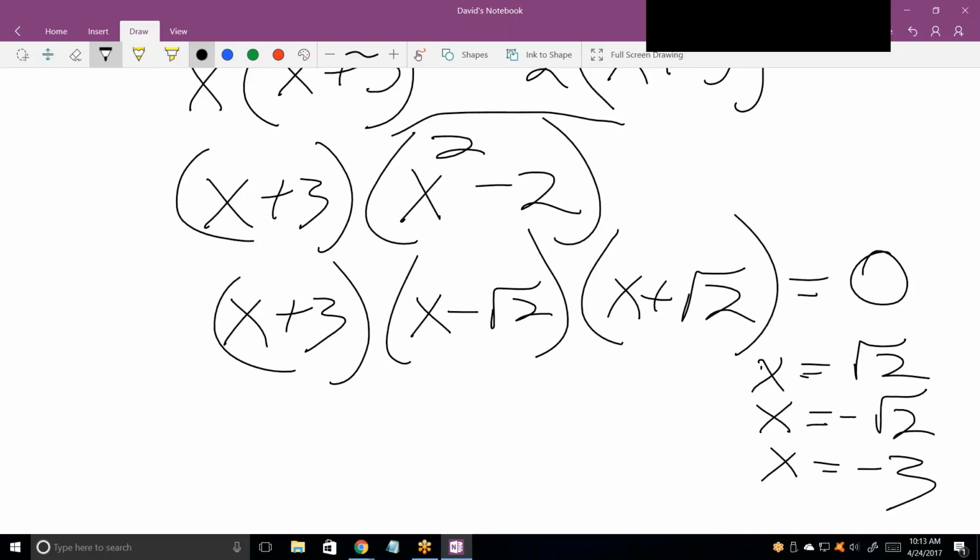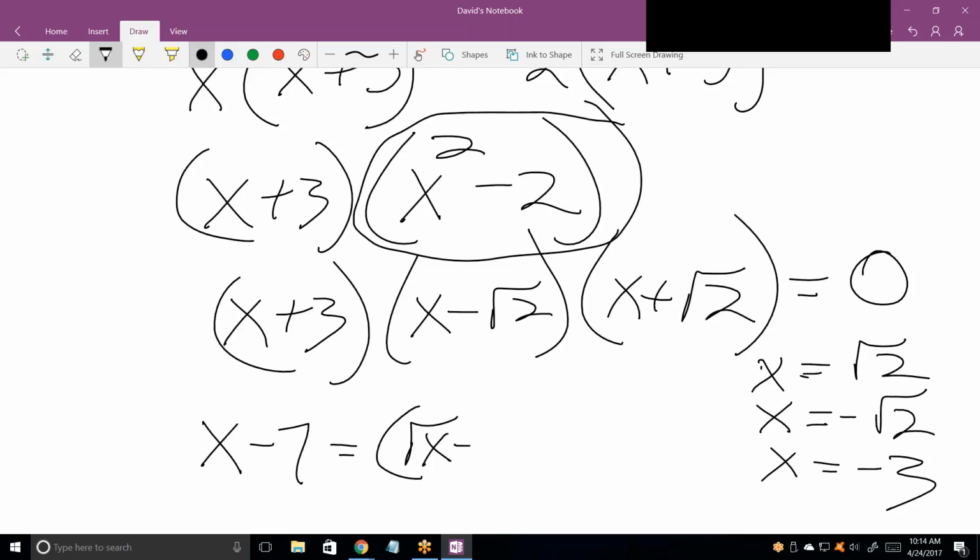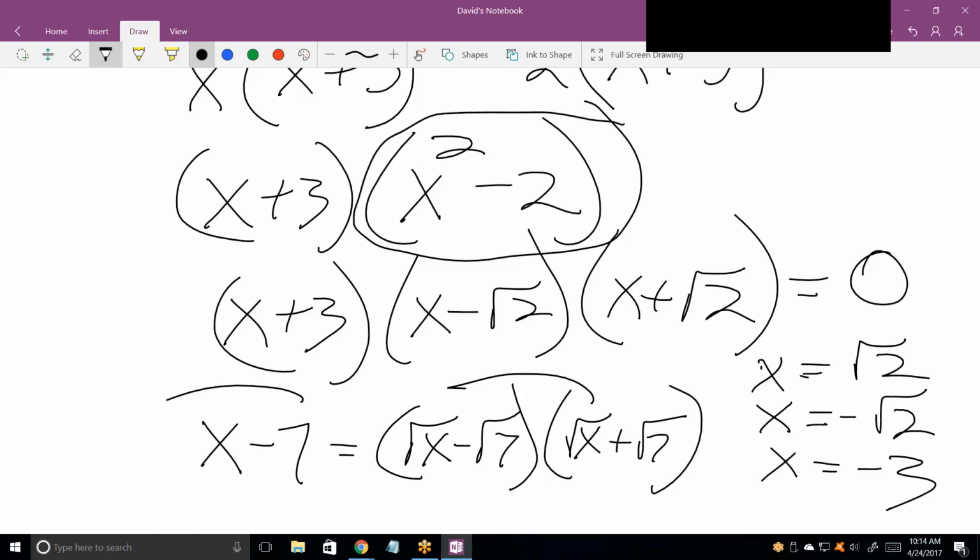So treating that like it was the difference of perfect squares makes it easy to factor. It's x minus square root of 2 times x plus square root of 2. So difference of squares is really what it should be called. I can take the difference of anything. If I have x minus 7, guess what? That factors into square root of x minus square root of 7 times square root of x plus square root of 7. Multiply these two together, you'll get that.